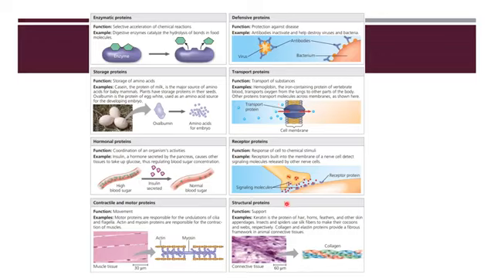Receptor proteins, they are present on the neurons, or on the receptor cells, so that they can recognize these neurotransmitters or these chemical messengers. Then structural proteins that are present in your body structures, like the keratin is present in your hair, horns, feathers, and in skin.